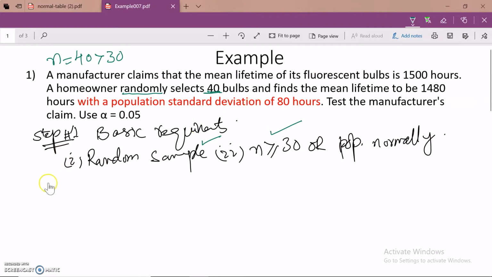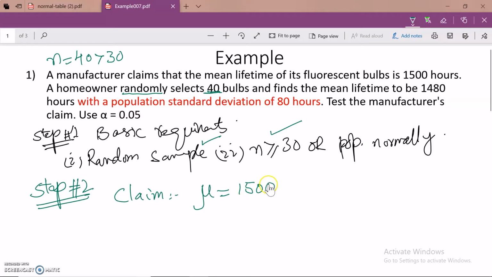Now what do we do? We go to step number 2. In step number 2, we write the null hypothesis, we write the alternative hypothesis, we decide what type of test it is, and we write the significance level. Let's read the claim. The manufacturer is claiming that the mean lifetime of these bulbs is 1500 hours. So the mean is equal to 1500 hours.